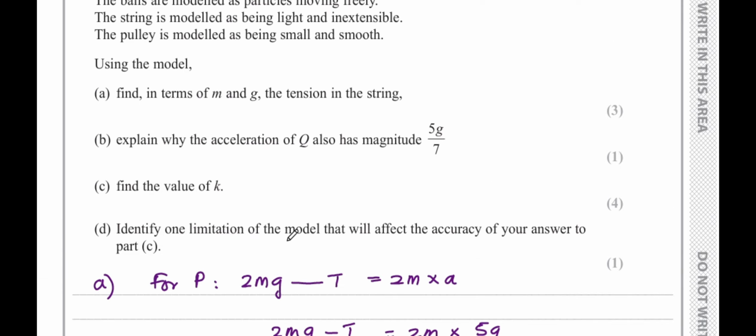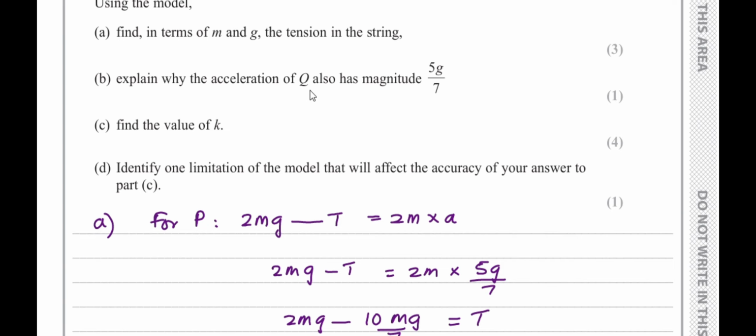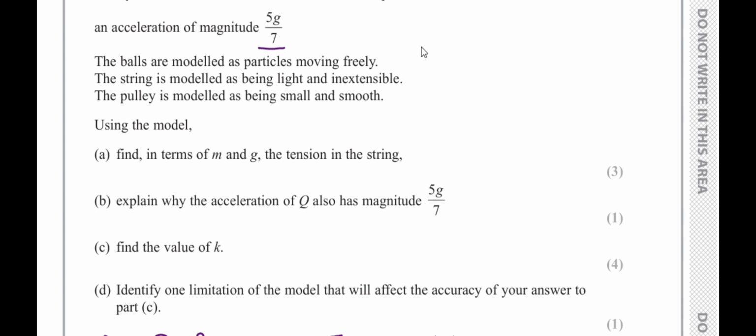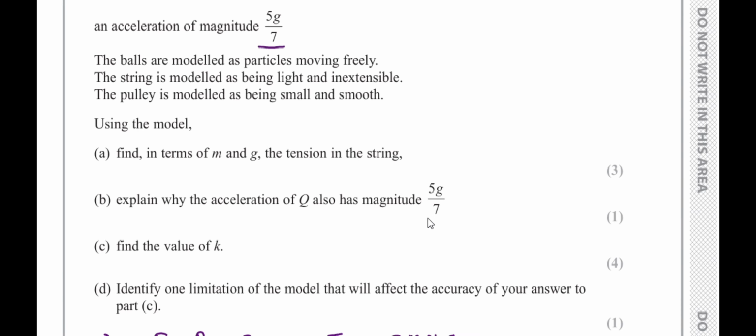Let's look at the next part of the question. Explain why the acceleration of Q also has magnitude 5g over 7. So the question said that the acceleration of P is 5g over 7. Now it says explain why the acceleration of Q is also having the same magnitude of 5g over 7. That's quite simple. We just need to write that the string is modeled as inextensible. Therefore, the same acceleration will be throughout the system.